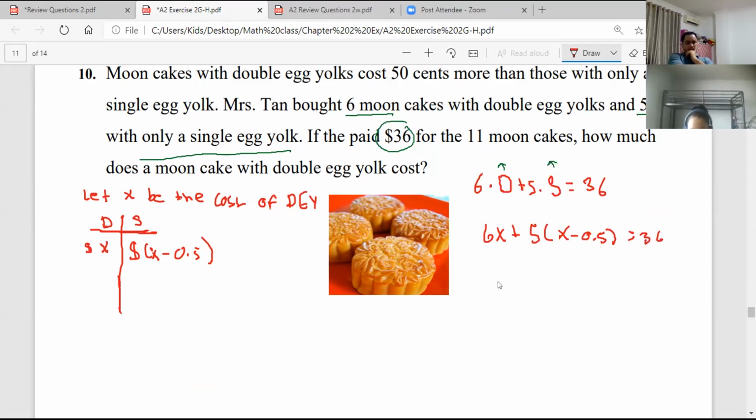So that's 6x plus 5x minus 5 times 0.5, that is 5... equals 30. Wait, 5 times 0.5. What is it? 5 times 0.5. It's 5 times half, right? That's 2.5?